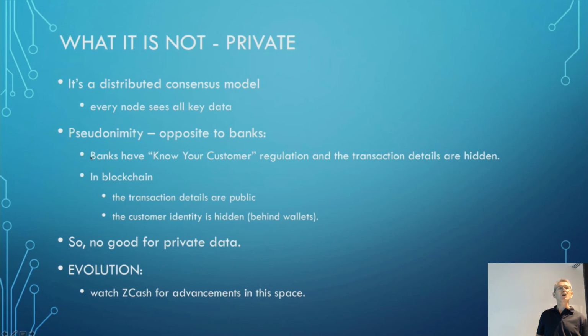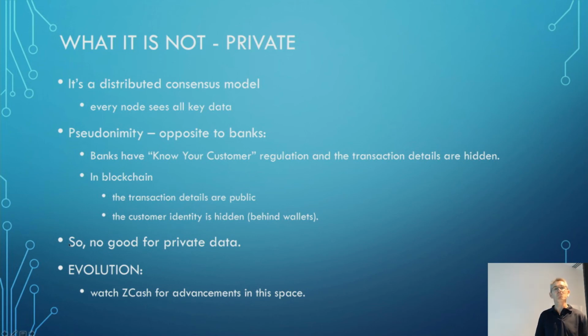So this is the opposite to how the banks work. Banks have regulations to say you must know your customer in order to do this transaction, and they keep the transactions hidden from the government. In our case, in blockchains, we make the transactions public because otherwise the miners can't approve them, and we hide the identity of the customer behind wallets. The bad publicity is about that, not about whether it solves huge problems or not.